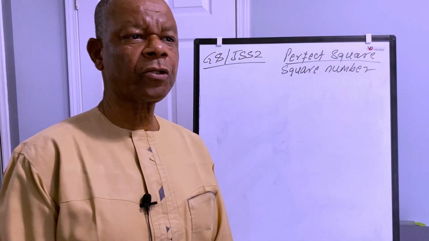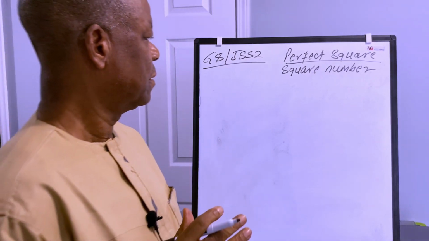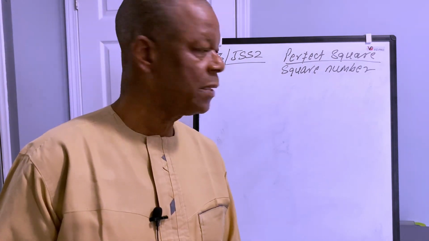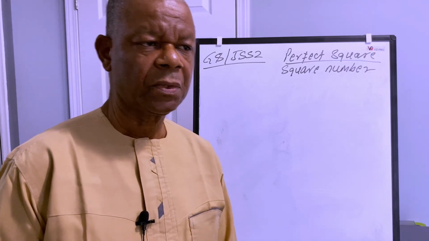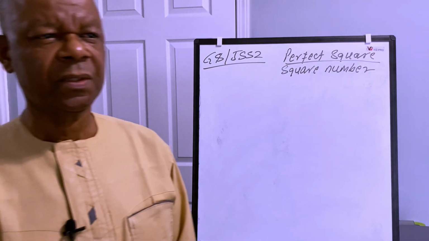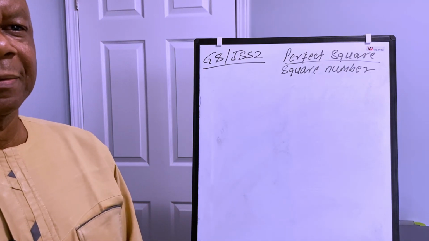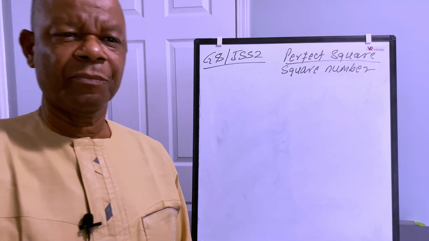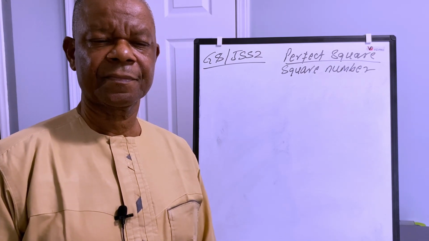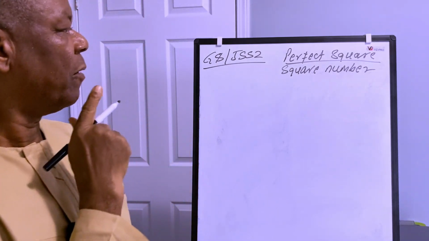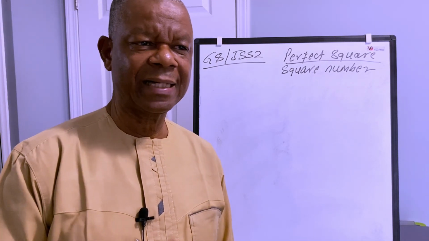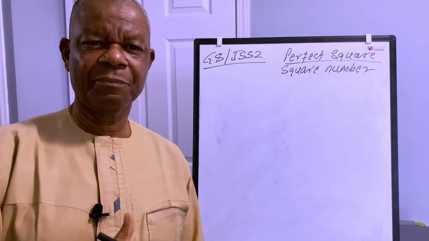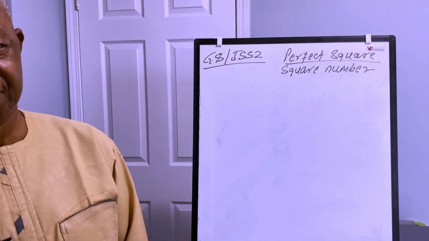Now, when we are talking of a perfect square, it can be called perfect number or perfect square, or square number, whichever way, it's just the same thing. We are talking of a number that resulted from an integer multiplying itself. Square or perfect square is an integer that resulted from another integer multiplying itself. What do I mean by that?